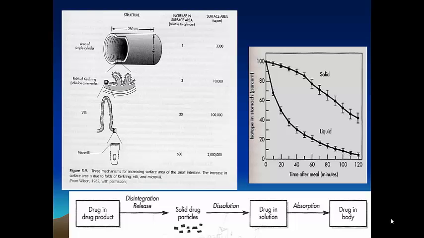So why is this all important? Well, most drugs don't really have a problem because they're going to dissolve very well in those gastric juices of the stomach.